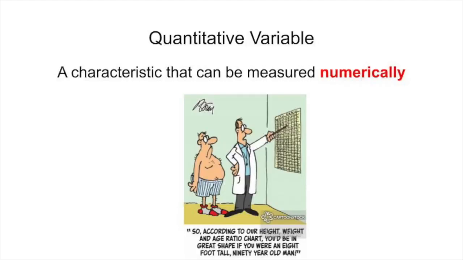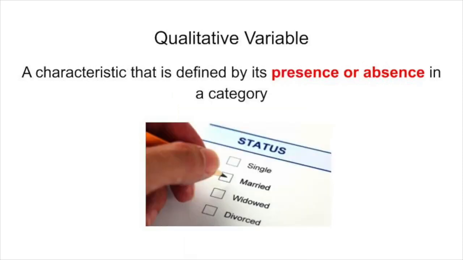You know, there are two types of variables we're going to be looking at this semester. Quantitative and qualitative variables. Quantitative variables would be a characteristic that can be measured numerically. Height, weight, age, that sort of thing. Qualitative variable would be a characteristic that is defined by its presence or absence in a category, like marital status.